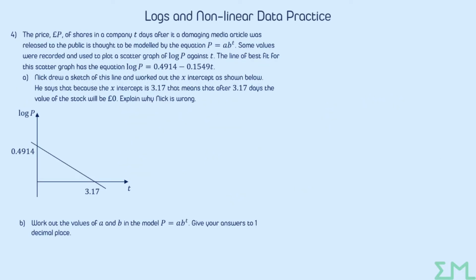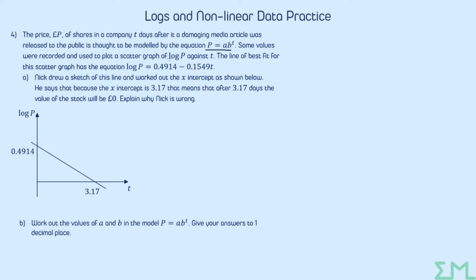Okay, final question. Question 4. So this time we've got price of shares in a company after a damaging media article was released. P equals AB to the T. So we've got another exponential model. Some values were recorded and used to plot a scatter graph of log P against T.